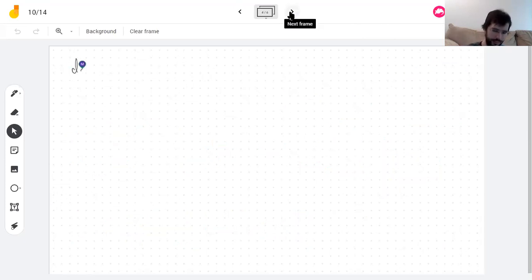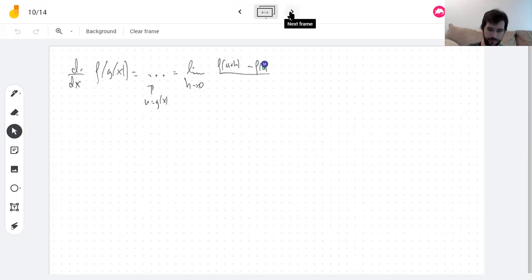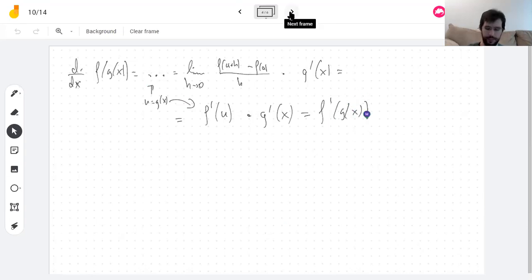What I had in the last page, d/dx of f of g of x, was, after doing some work, the limit of f of u plus h, making u equal g of x, minus f of u, divided by h, times the derivative of g of x. And now I said this is f prime of u times g prime of x. And if I make u equal g of x, that's going to be f prime of g of x times g prime of x. So that's why the general rule is true, pretty much.